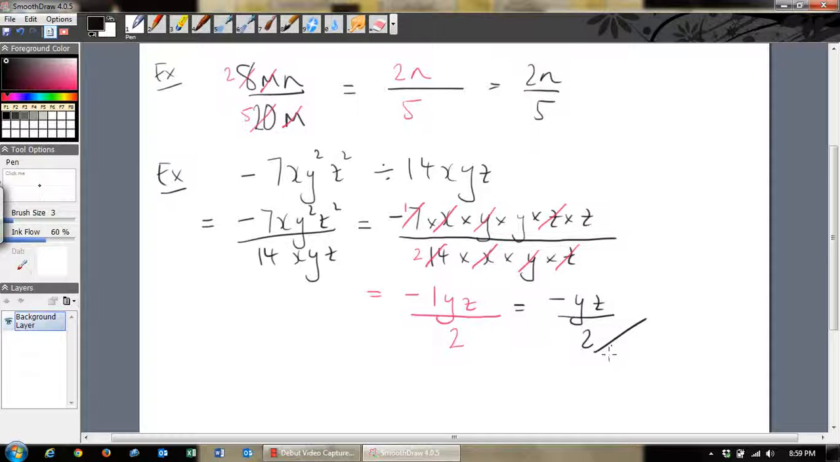Okay, and so when you're cancelling, just make sure it's factors on the top line. Remember, factors are things that are multiplied by each other. You can only cancel things that are multiplied by each other on the top and bottom lines. And apart from that, cancelling out when dividing algebra is fun because you get something really simple in the end.